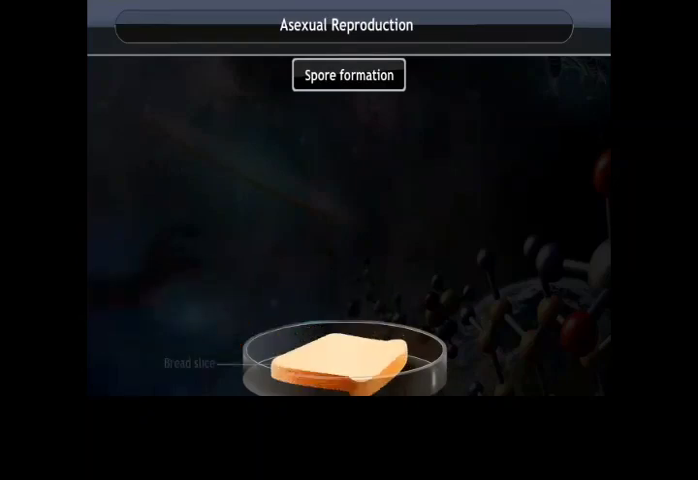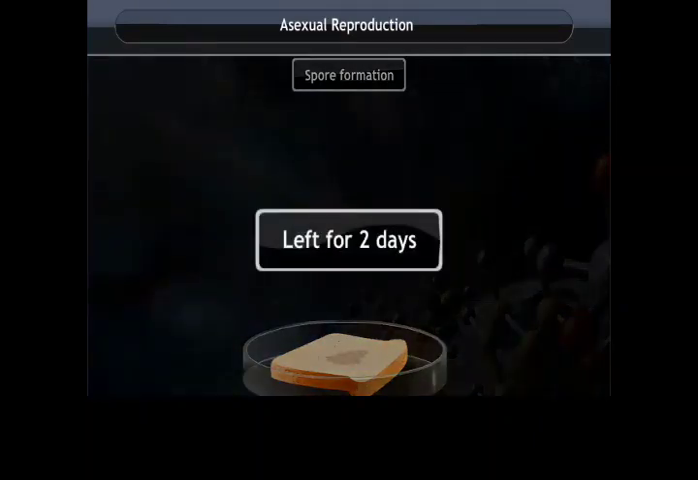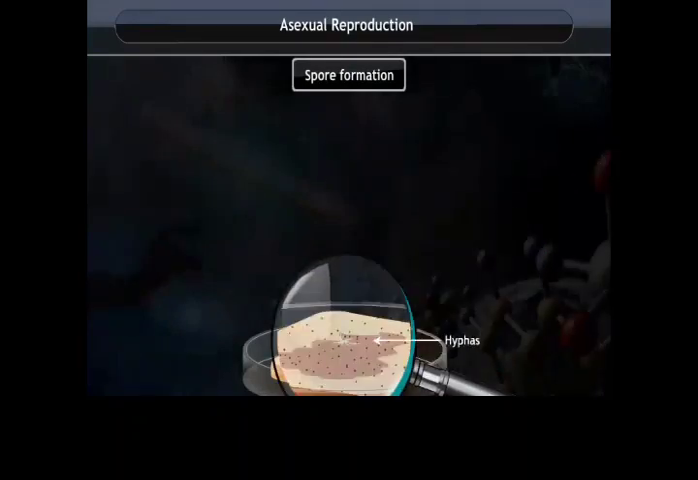Asexual reproduction. Spore formation. Wet a slice of bread and keep it in a cool, moist and dark place for at least 2 days. By observing its surface with a magnifying glass, hyphae can be seen on the bread, which is nothing but the fungus called Rhizopus.